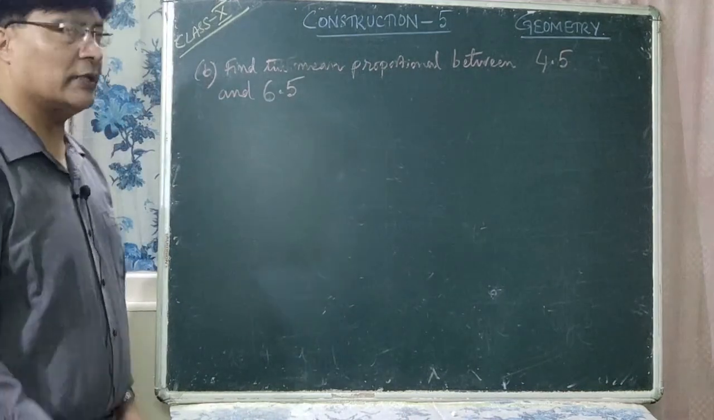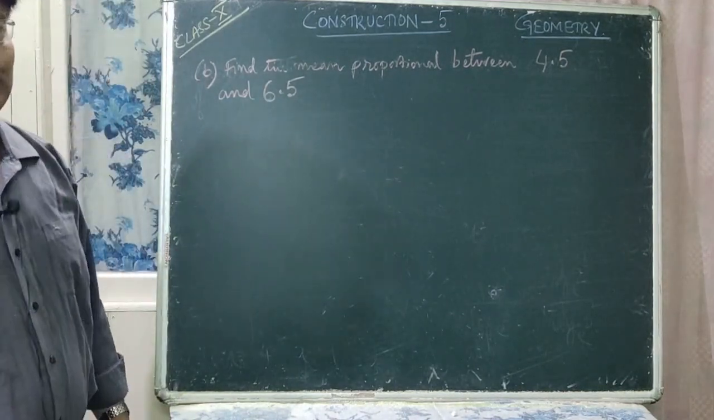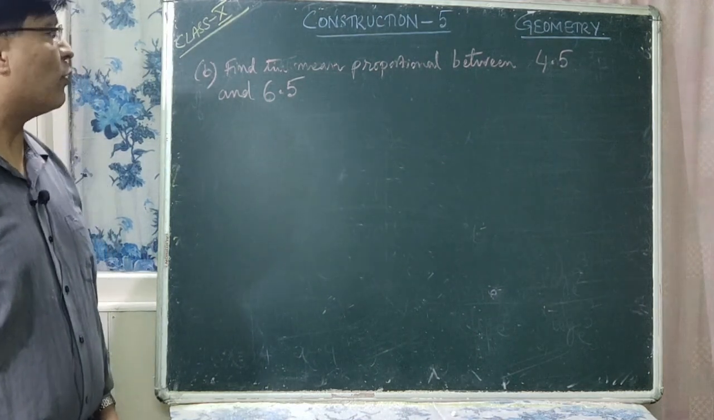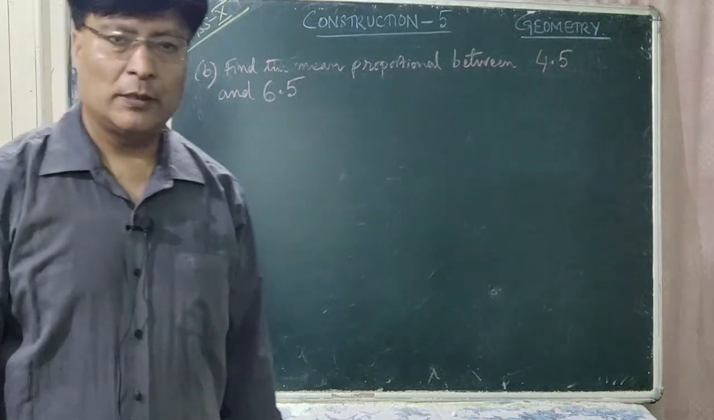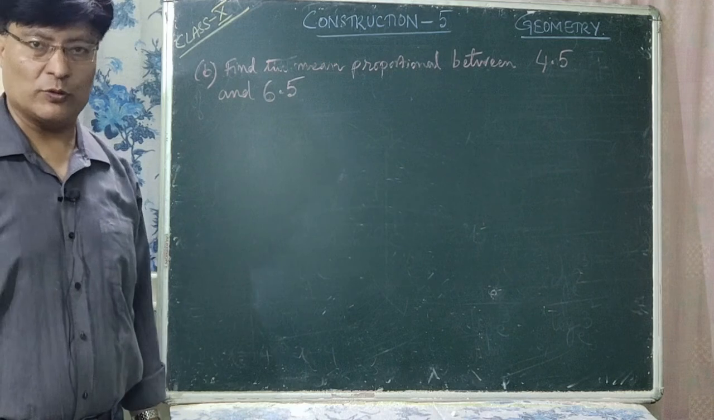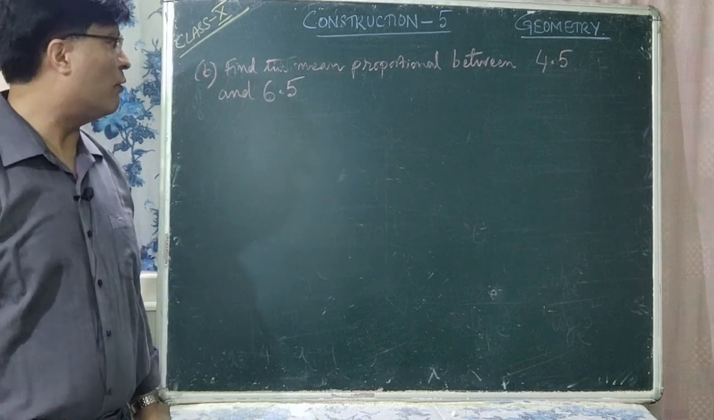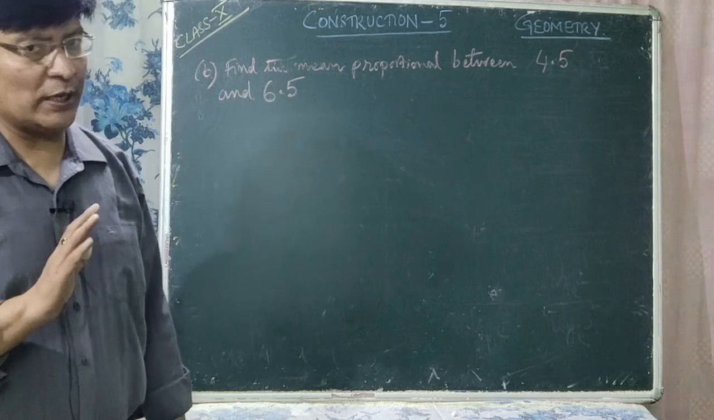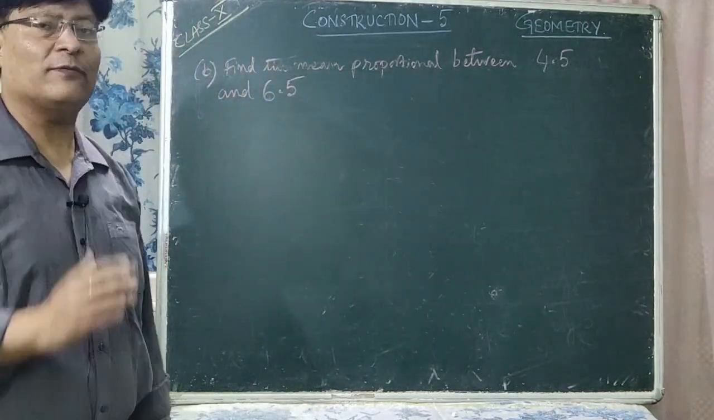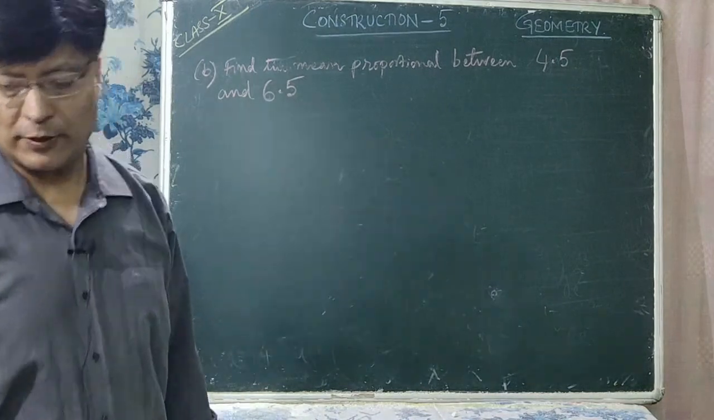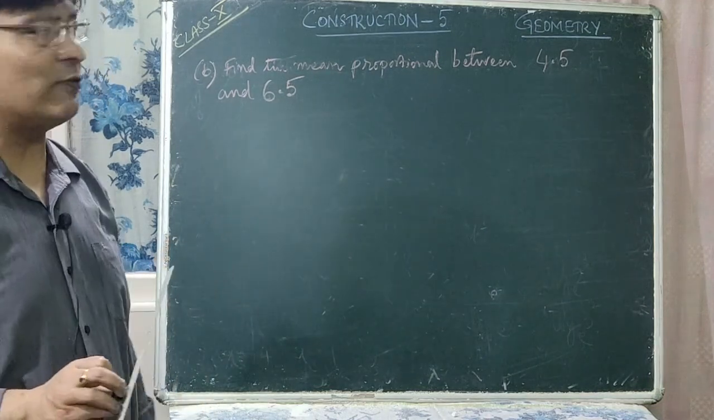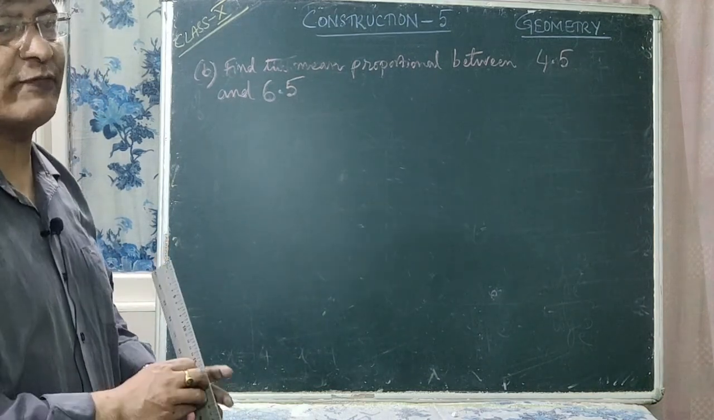Now we are doing the next question, that is construction number 5, but this is number B. Find the mean proportional between 4.5 and 6.5. In this case, the unit is not given as before. It is given only 4.5 and 6.5. If the unit is not given, then also you have to consider this as length 4.5 centimeter and 6.5 centimeter.